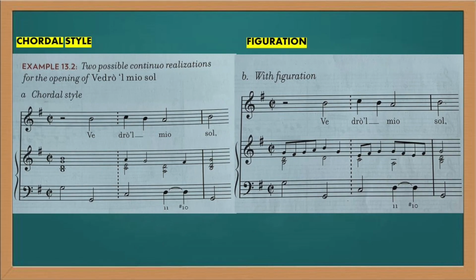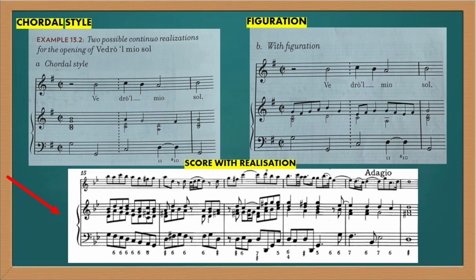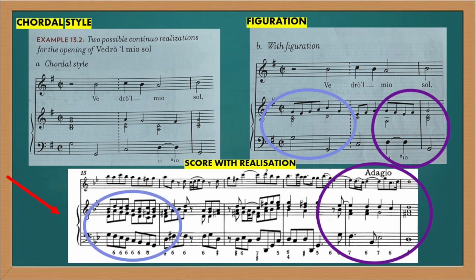There are two possible realizations, mainly by chordal style or with figuration. In the modern realizations of HWV 360, the continuo realization uses figuration, where there are moving parts and an embellished suspension. With this, we will move on to the second part of this topic, which is the realizations of continuo accompaniment. In other words, it is the actual playing of it.